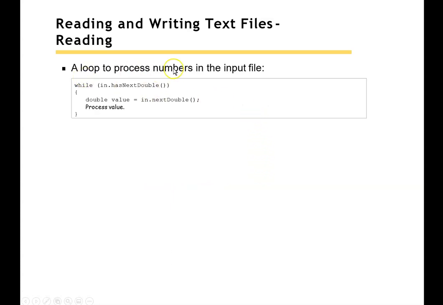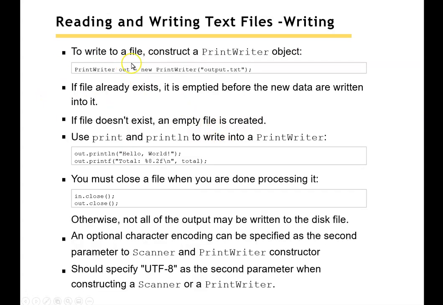So a loop to process the numbers in a file would look like this. While there are more doubles, grab the next double and do whatever you want with it. To write a file, we construct a PrintWriter object, giving it the file name. If the file already exists, it's emptied before the new data are written into it. If it doesn't exist, an empty file is created. That's kind of convenient, but you've got to be careful of that. Use print and println to write into a PrintWriter.